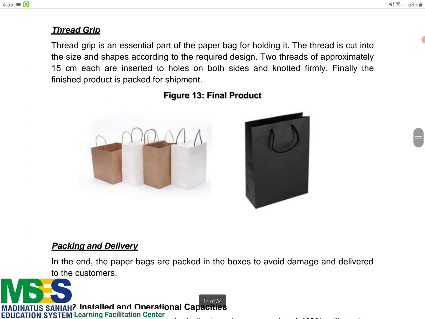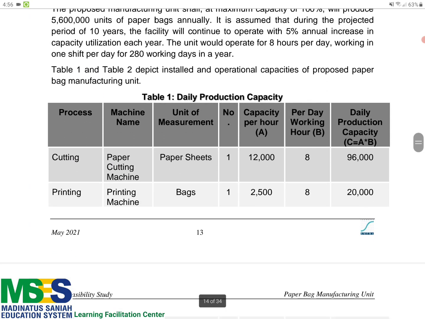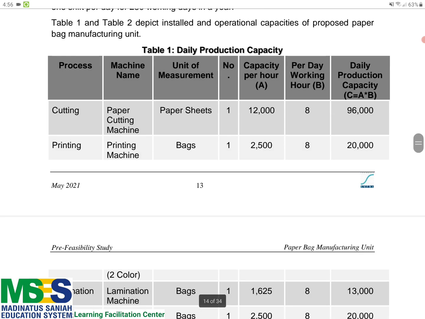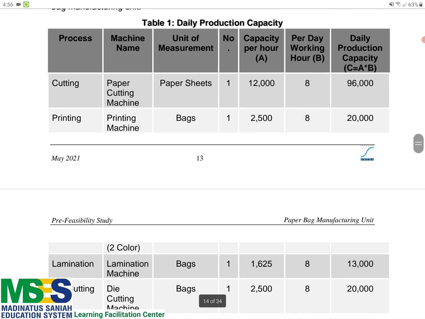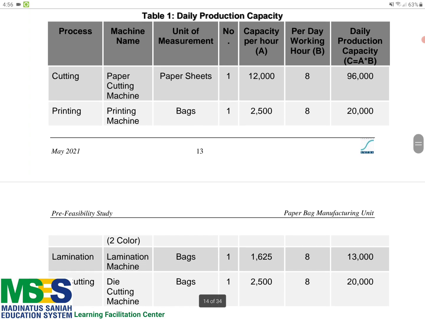So as I said, we are not interested in many things. We are interested in capacity and cost. So if you could go to the capacity section. Daily production capacity of cutting machine. Cutting machine. How many papers per day can you cut?